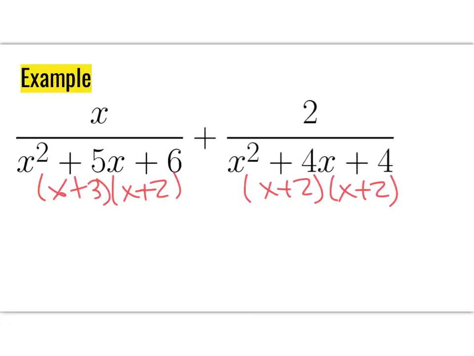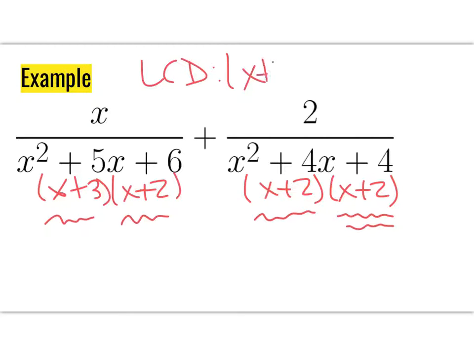So the least common denominator needs to include this x plus 3. It certainly needs to include this x plus 2, but we've already got one of those over here, so we've covered that, except in the second denominator there's another x plus 2. So the least common denominator that we're aiming for is x plus 3 times x plus 2 times another x plus 2.